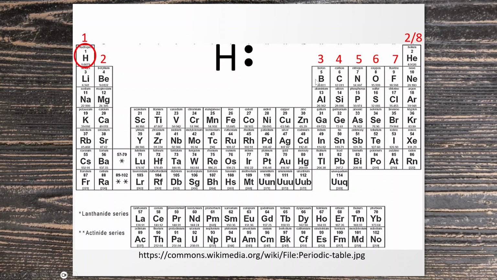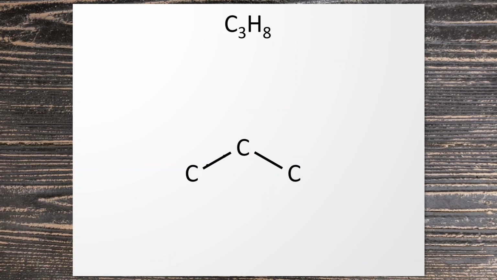Hydrogen has 1 valence electron that we can see here, and therefore it's going to want to make 1 bond. And it can only make 1 bond. We're going to use that here in the future as we go back to our C3H8.